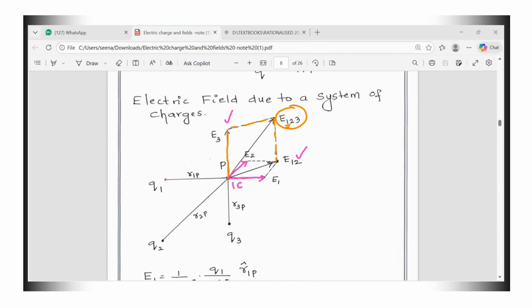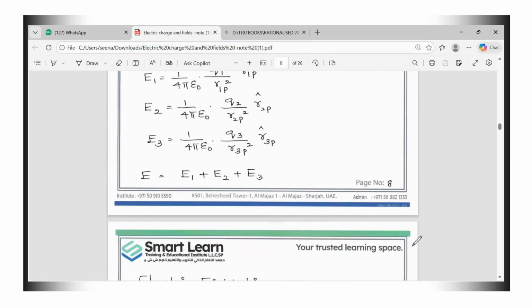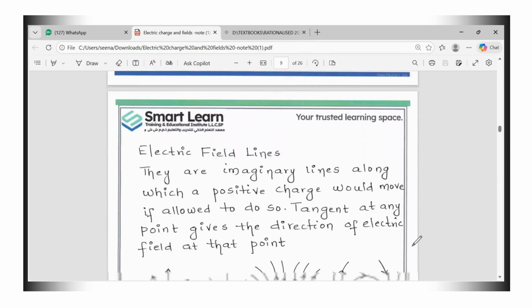The only difference between force and electric field is, if it is force, it is equal to 1 by 4 pi epsilon 0, there will be two charges, Q divided by R square. But if it's electric field, it's only 1 by 4 pi epsilon 0, just Q divided by R square, where Q is the source charge. Now, electric field, vectorially it will add up.